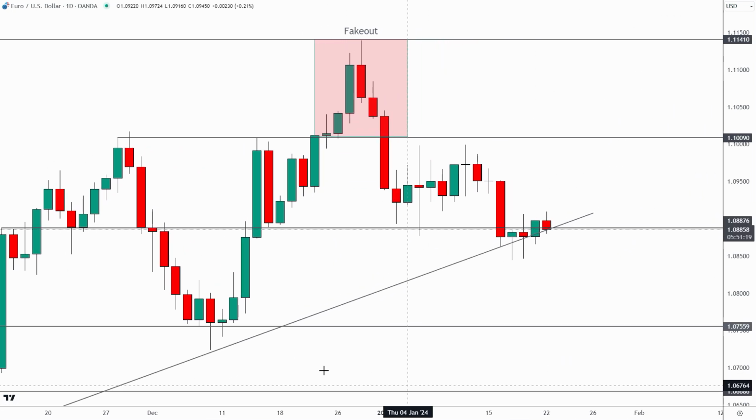So what that means is that as long as the Euro USD is above this trend line down here on a daily closing basis, okay, there is that chance that we see a run up here toward these highs.